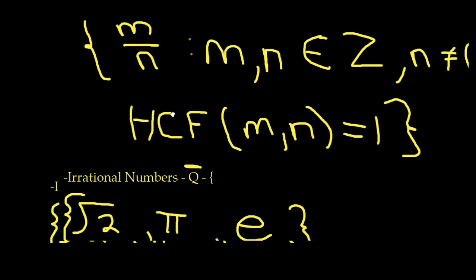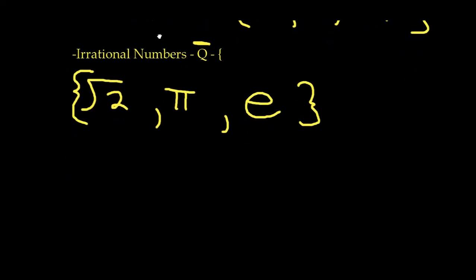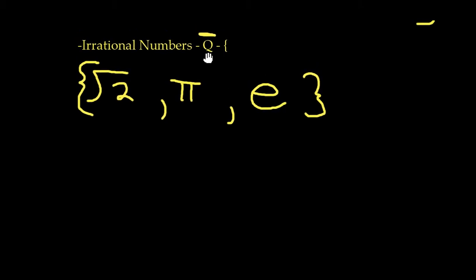After that, we have irrational numbers. Irrational numbers are numbers that cannot be represented as a fraction. So we have stuff like the square root of 2, or in fact the square root of any prime number will give you an irrational number. Pi and the number e as well. It's denoted with the letter Q with a hat on top of it. That is how you know what an irrational number is.